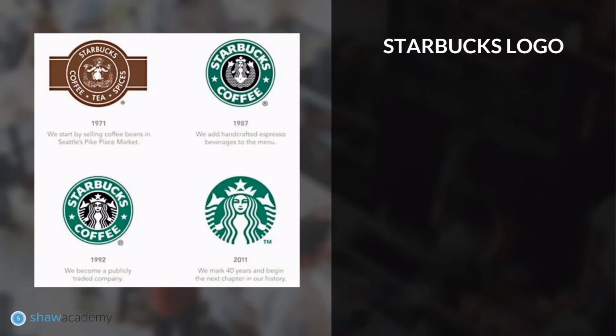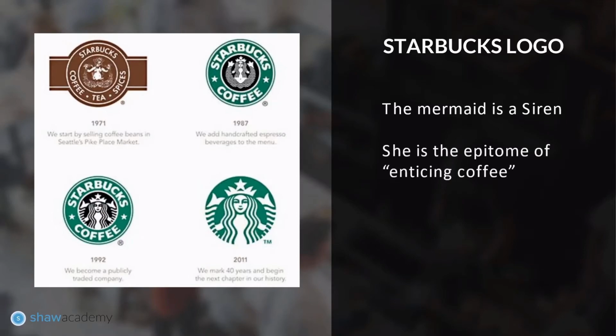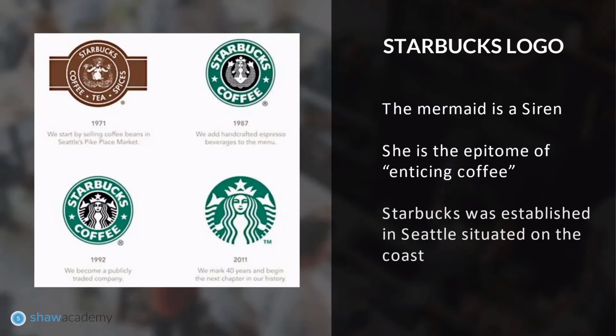Do you remember the design cycle we briefly discussed in lesson 2? We will discuss it in more detail today. The mermaid on the Starbucks logo is actually a representation of a historic sea creature called a siren or mermaid. She is the epitome of seduction, and the founders wanted to proclaim that their coffee is seductive, or rather enticing. Starbucks originally opened its doors in Seattle in 1971, and due to Seattle's location and connection with seafaring, they decided to use a nautical figure and thus came across the siren.